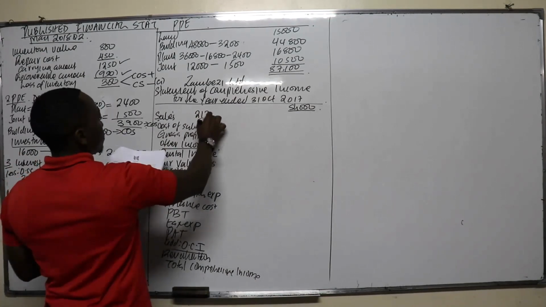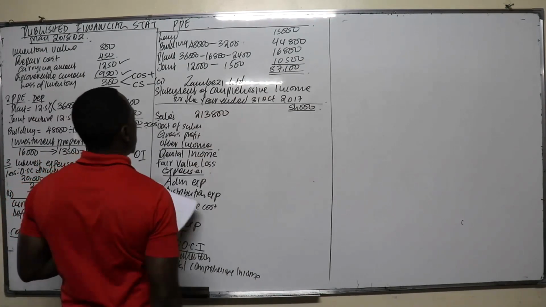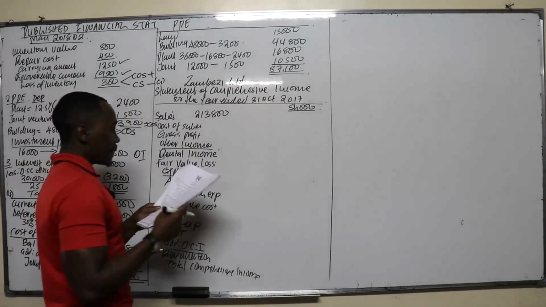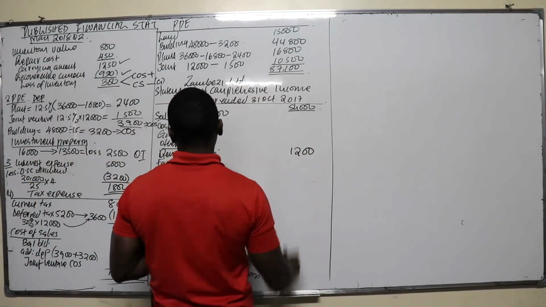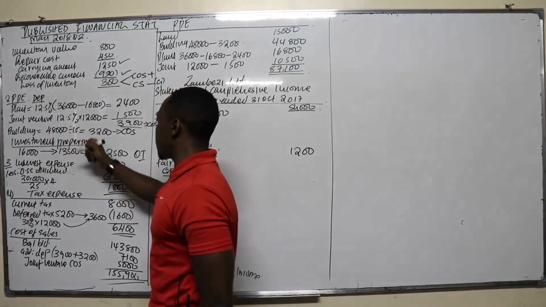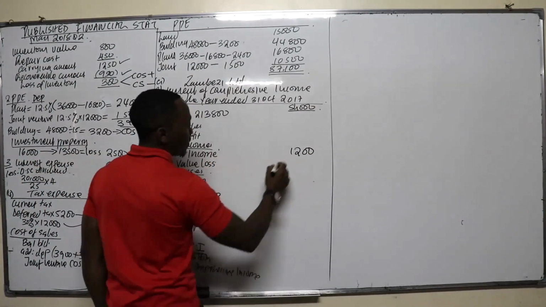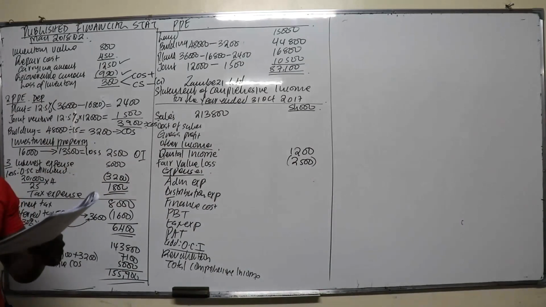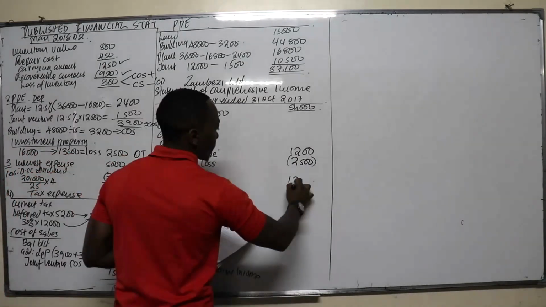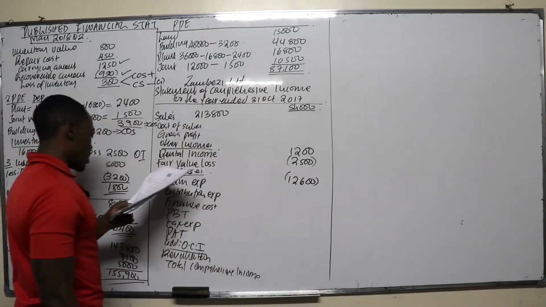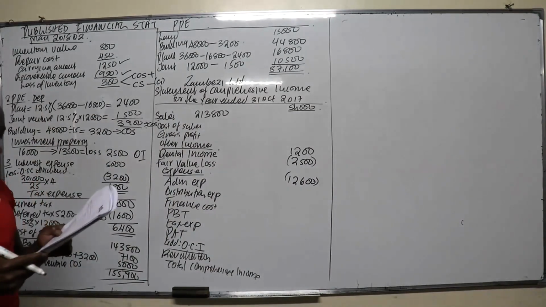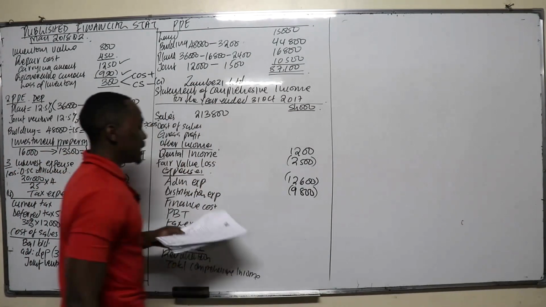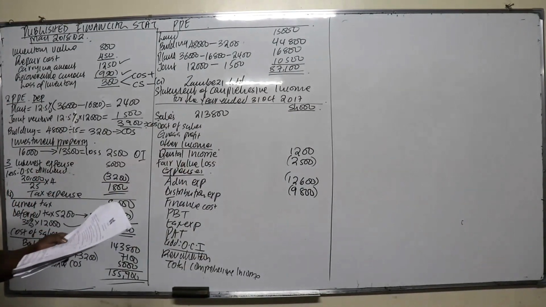Sales we have 213. How much was the rental income? We have 1,200. Then we had fair value loss on investment property. We see that you take it to other income. This loss of 25. Then admin expenses was not affected. So how much was the admin expense? 12,600. Then distribution expense, $9,800. Finance cost was affected.